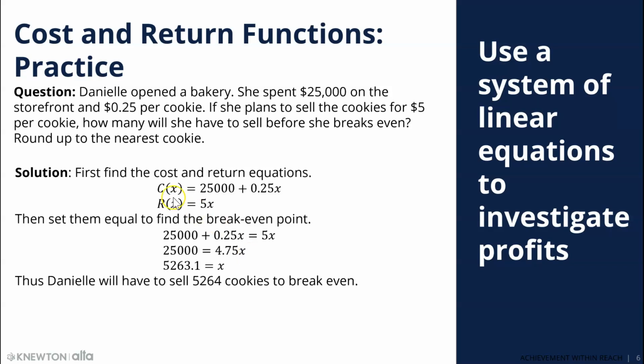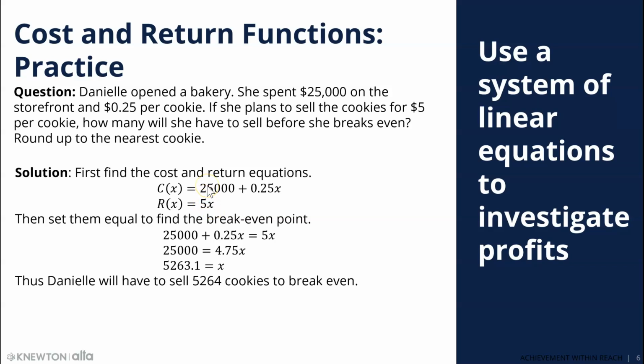So for the cost function, C of x, we have the $25,000, that's the overhead cost, plus the cost per cookie. The cost per cookie is 25 cents per cookie, so you have 0.25x if x is the number of cookies. And the revenue function, or return function, R of x, is equal to $5 times the number of cookies, because she plans to sell the cookies for $5 per cookie.